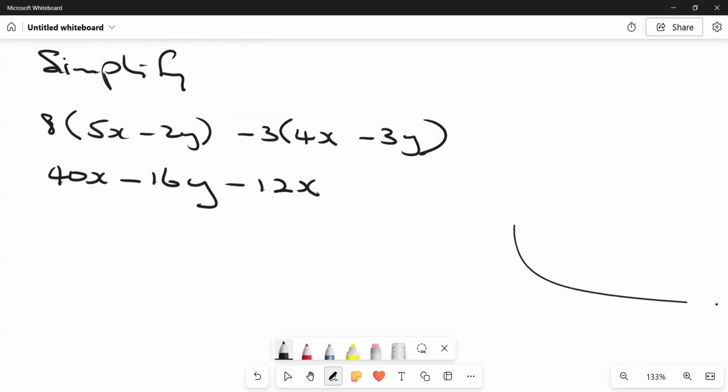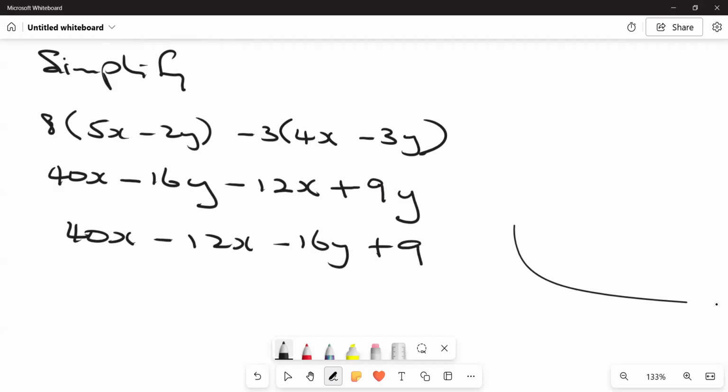Somebody was asking if the rules apply. A negative by a negative gives you a positive, right? Good. And now we can simplify. We put the x's together, so 40x minus 12x, and then minus 16y plus 9y. This turns out to be 28x, and minus 16y plus 9y is minus 7y.